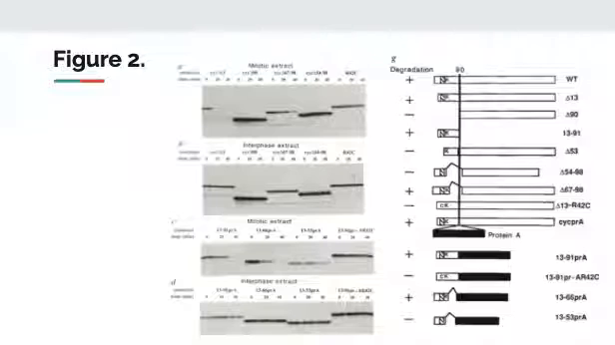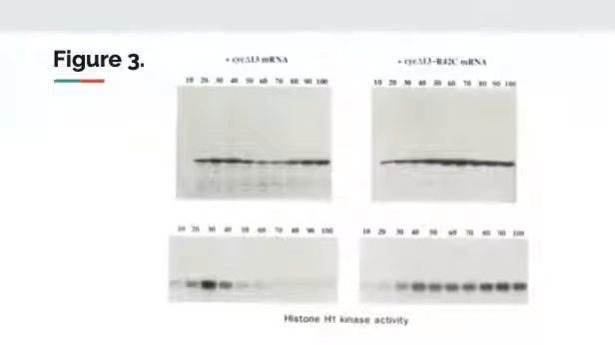This figure also shows the results of fusion of the 13 to 66 residue to protein A, and it was sufficient for proteolysis, but 13 through 53 was insufficient. Therefore, the 54 through 66 residue contained a determinant that is required for cyclin degradation. And then 2G also summarizes the behavior of the mutant constructs.